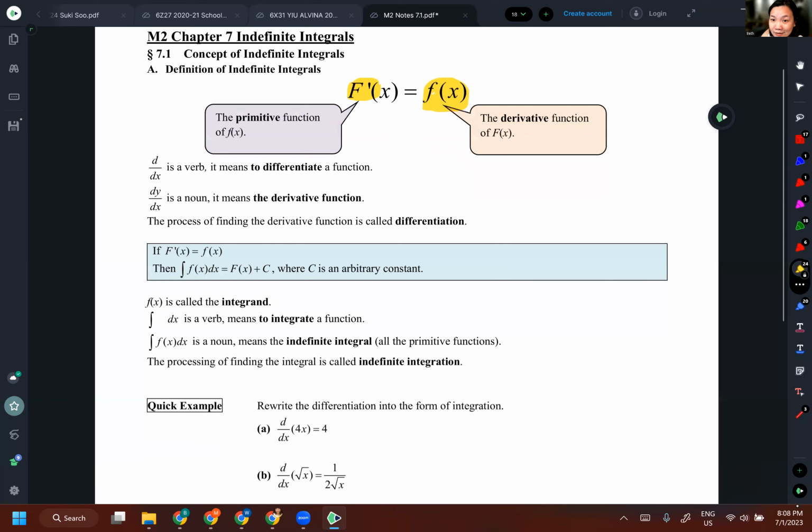And also, I think we all already know that d/dx is a verb. That means to do something. Okay, and dy/dx is a noun. That is the derivative function. One is to do differentiation. The other one is the outcome of the differentiation. And the process of finding the derivative function is called the differentiation. It means to cut things into pieces.